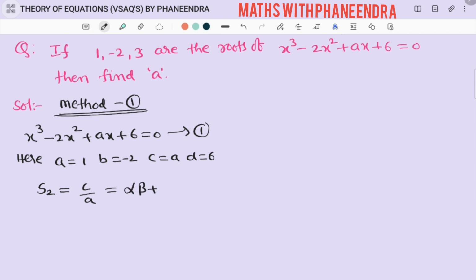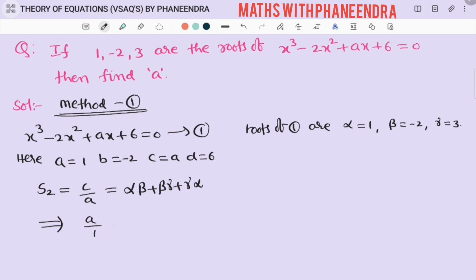S2 means alpha beta plus beta gamma plus gamma alpha, where alpha, beta, gamma are the roots. So what are the roots of the given equation? The roots of equation 1 are alpha equal to 1, beta equal to minus 2 and gamma equal to 3. So C by A is a by 1, and alpha beta is 1 into minus 2, beta gamma is minus 6, gamma alpha is plus 3. So a by 1 is a, minus 8 plus 3, minus 5.